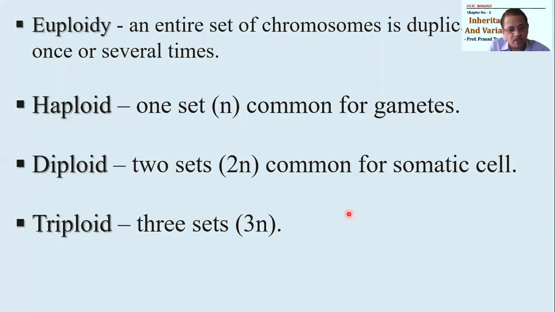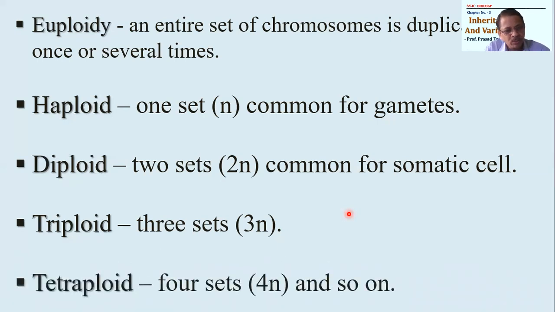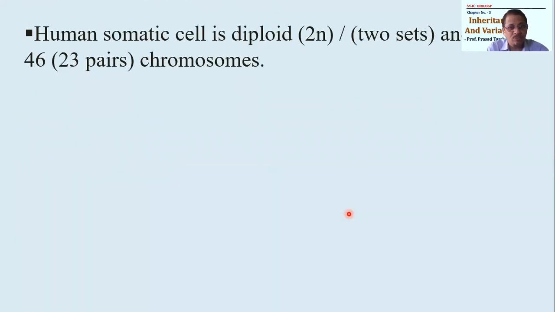There is a condition called triploidy. So 3n, three sets of chromosomes, are present. If you say tetraploidy, it will be four sets of chromosomes. Likewise, pentaploidy, hexaploidy, etc. You can keep on saying. Or polyploidy, many sets of chromosomes will be there. Now let us come to humans. Human cell, if you take into consideration any body cell of our body other than gametes, pick any cell of the body, even germinal cells, which are those forming gametes.